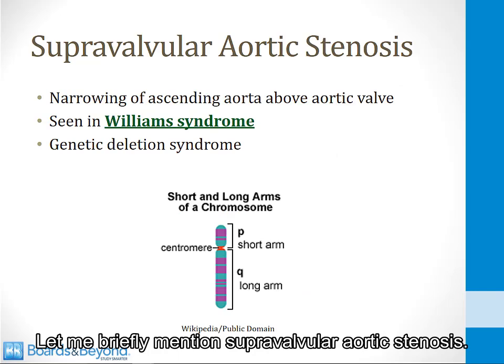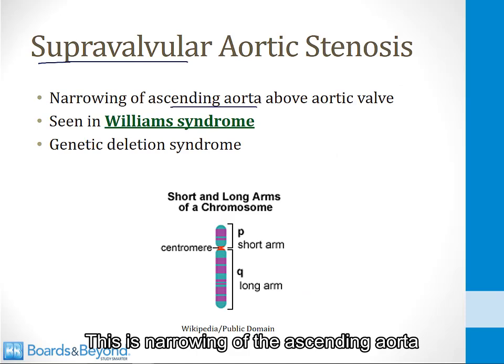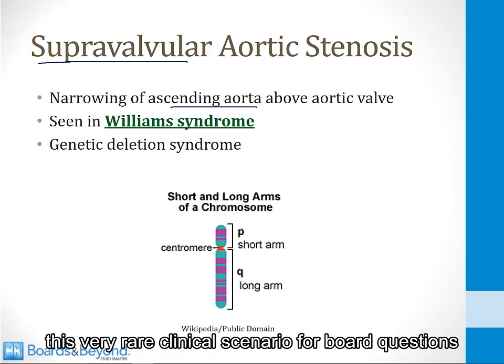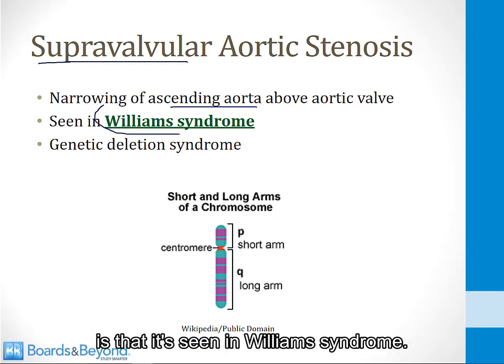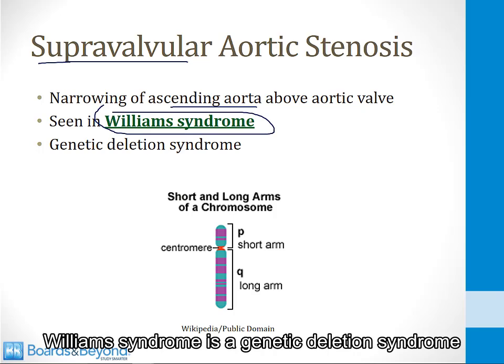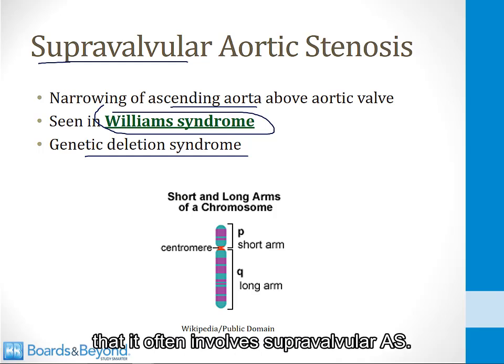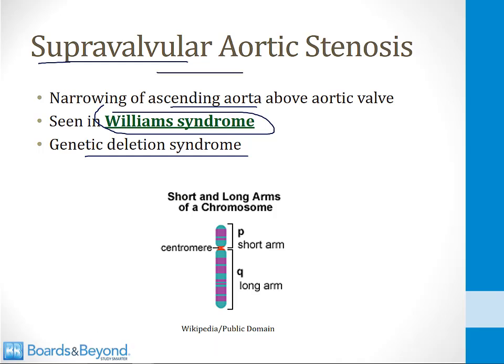Let me briefly mention supravalvular aortic stenosis. This is narrowing of the ascending aorta above the aortic valve that leads to the same hemodynamics as aortic stenosis. And what you always want to remember about this very rare clinical scenario for board questions is that it's seen in Williams syndrome. Williams syndrome is a genetic deletion syndrome that I talk about in more detail in the genetics section, but I just want to mention here that it often involves supravalvular AS.